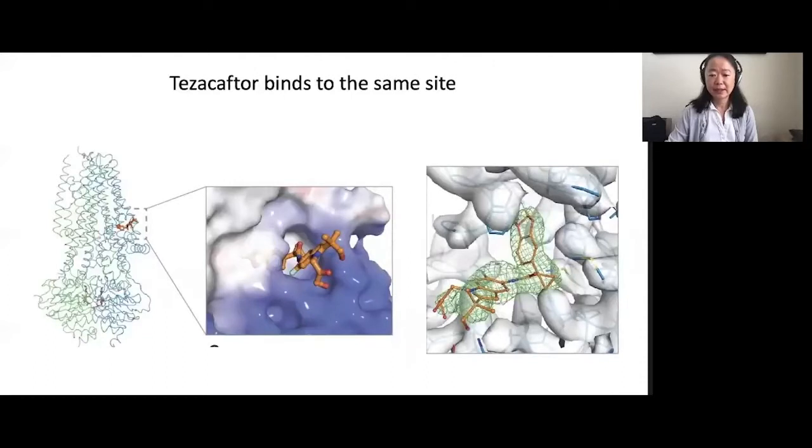Next, we determined the complex structure with tezacaftor. Consistent with the binding competition assay, tezacaftor also binds to the same site, and the density is very convincing, fitting tezacaftor specifically.